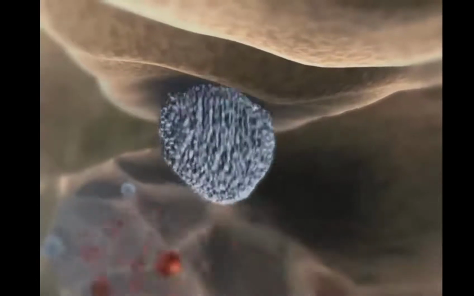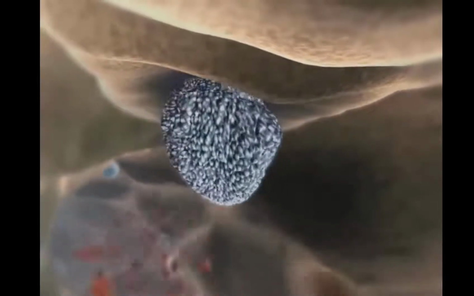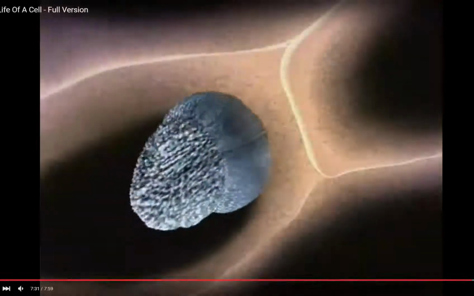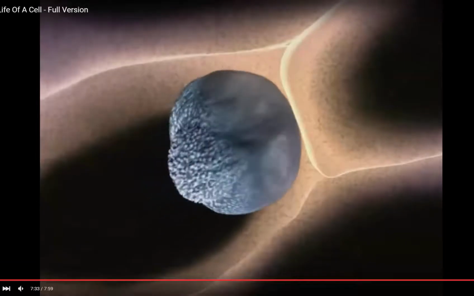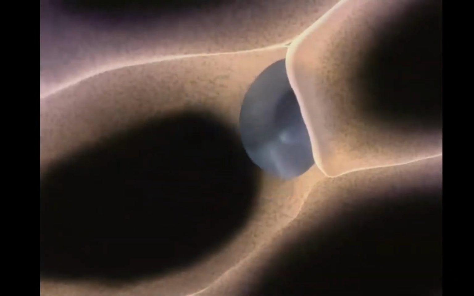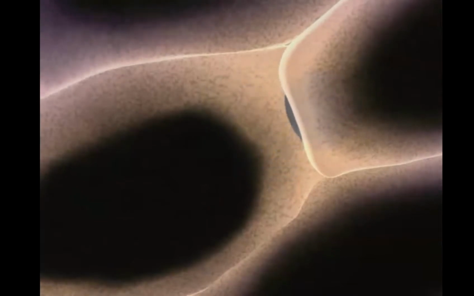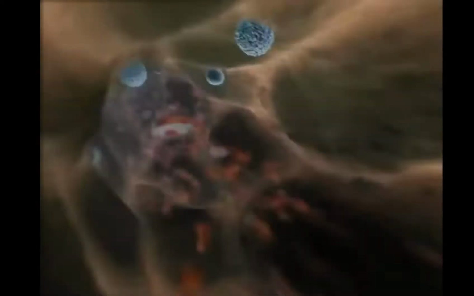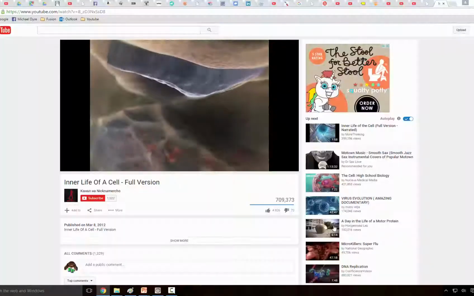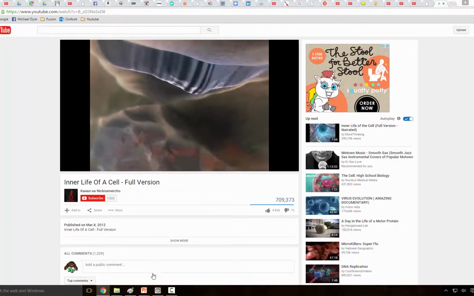There's that white blood cell again. It moves along inside the blood vessel, past red blood cells, and if it finds a problem, it can move out of the blood vessel and out into the tissue. And that was the Inner Life of the Cell, full version.